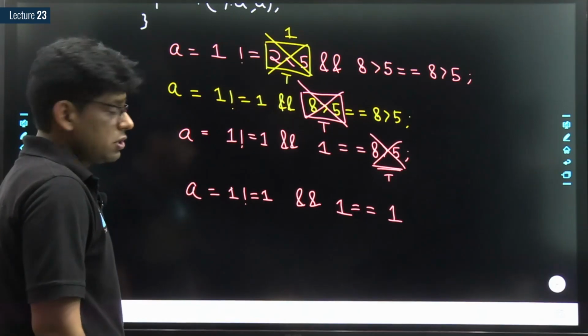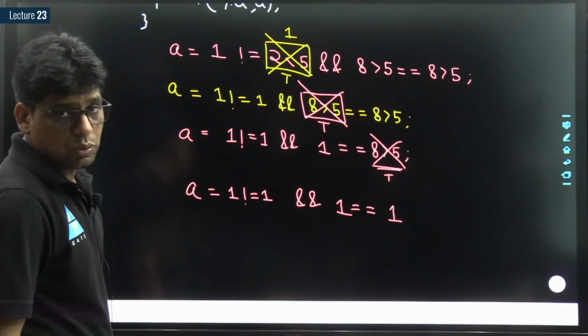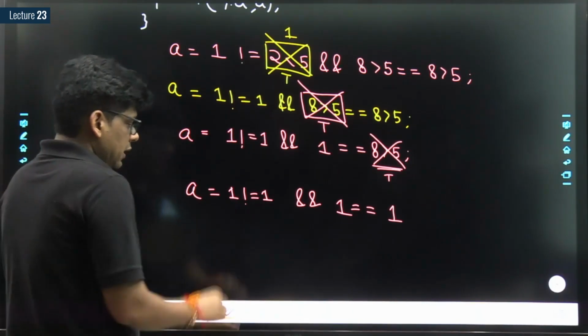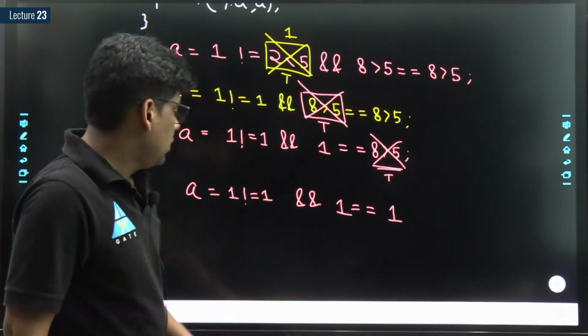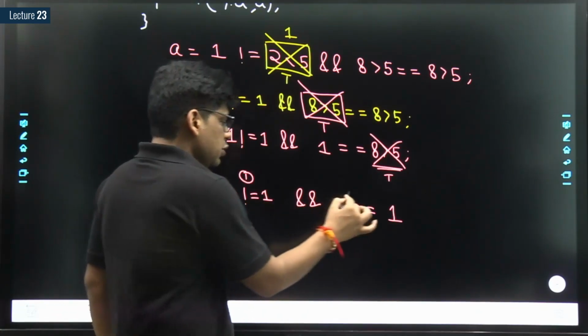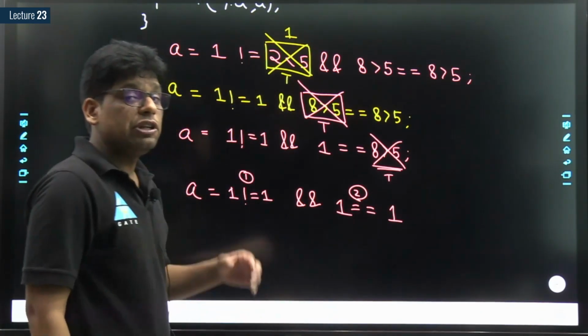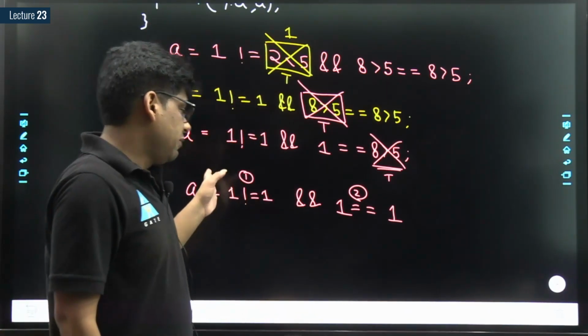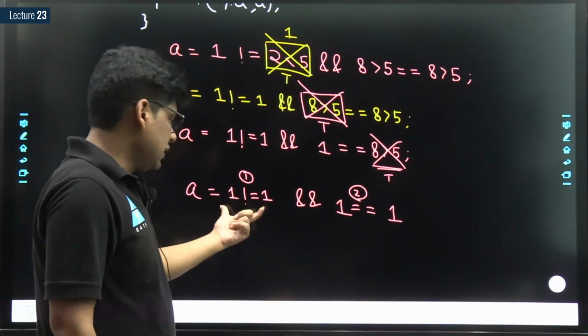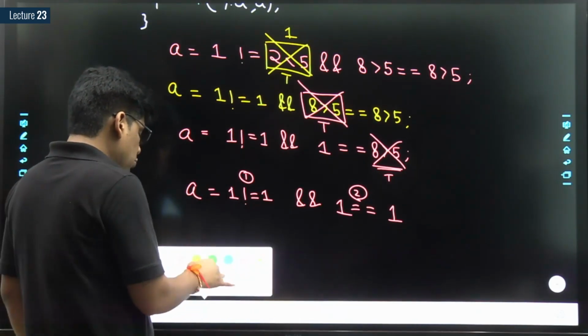Okay, sir. 1 not equal to 1 and 1 double equals to 1. Sir, now we have relational and logical. The priority of the relational operator is more. But these two operators are of the same priority. Which one should be evaluated first? Sir, associativity. From left to right, this one is coming first. So let me evaluate this.